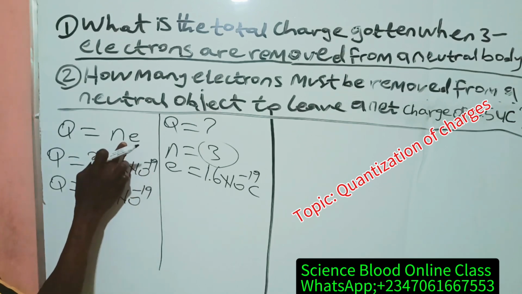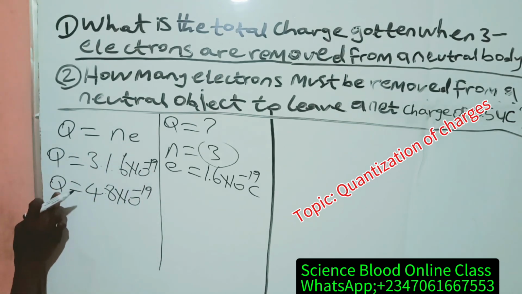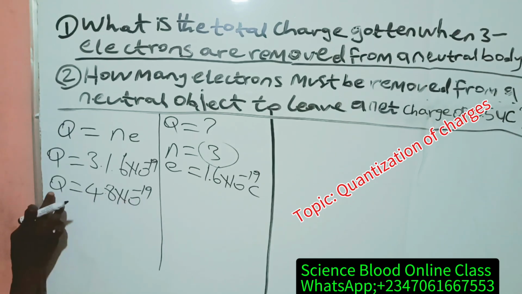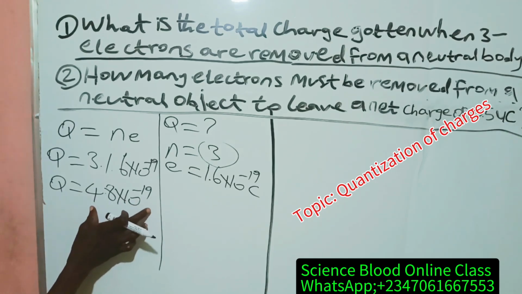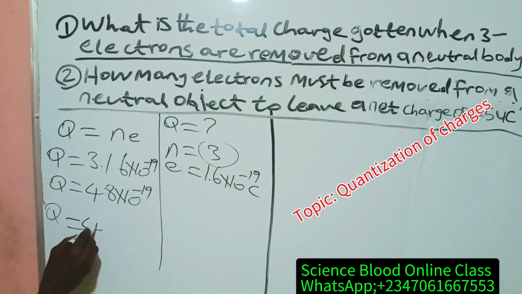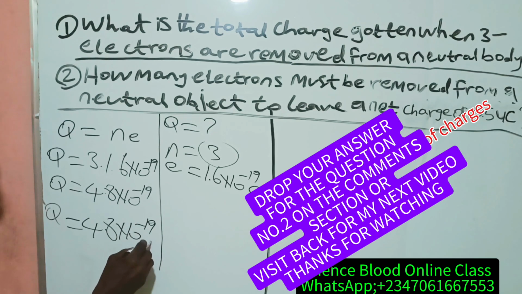So for this and this to multiply together, the unit of the total charge will be measured in coulombs. Therefore, Q equals 4.8 times 10 raised to the power minus 19 coulombs. And this is the final answer for this question. All right, let's continue, my dear.